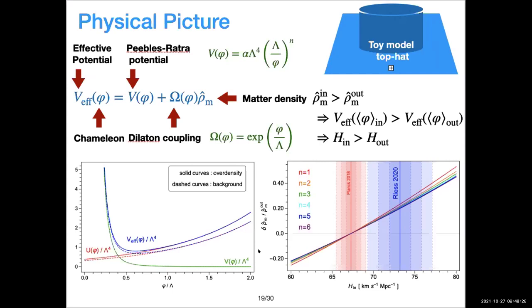To see precisely this mechanism, let's take the example of a toy model with a top hat profile. And you can see that a 10% overdensity could give us a 71 value for H naught, then if you allow for 20% local overdensity, you will get 73, 74. And this perfectly gives us the current local measurement.